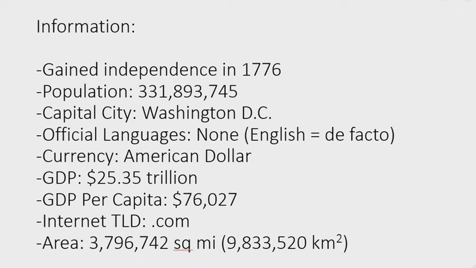First, some quick info. They gained independence in 1776. They have a population of 331,893,745, their capital city is Washington, D.C., they don't have an official language, although English is their de facto language, they use the American dollar, they have a GDP of $25.35 trillion, they have a GDP per capita of $76,027, their internet TLD is .com.